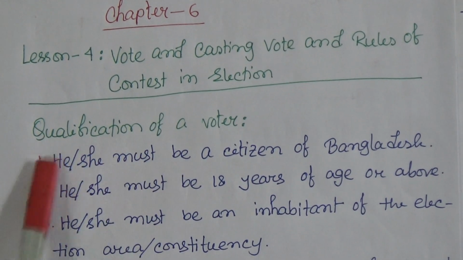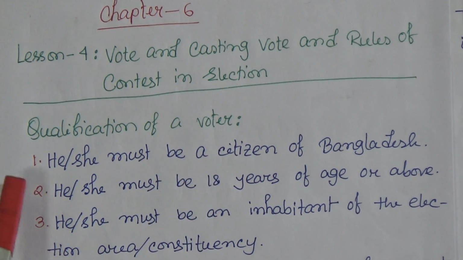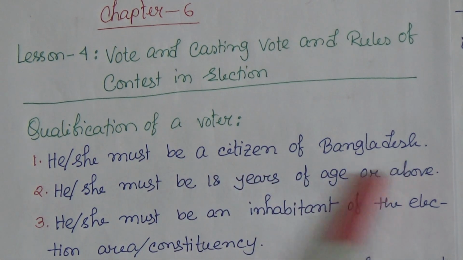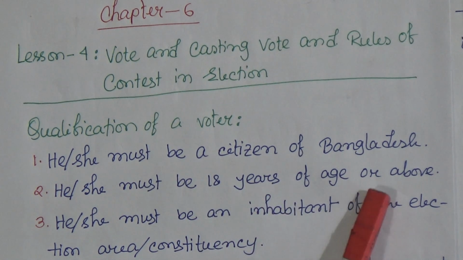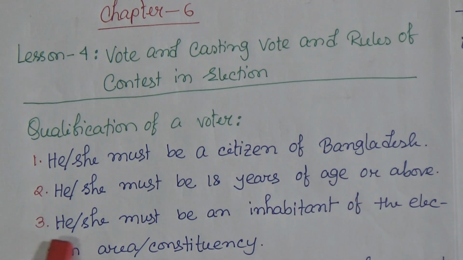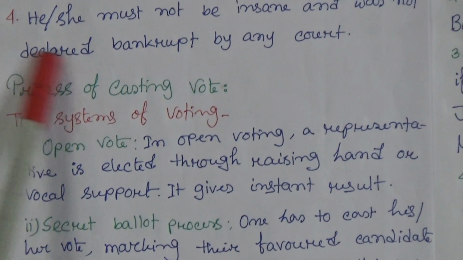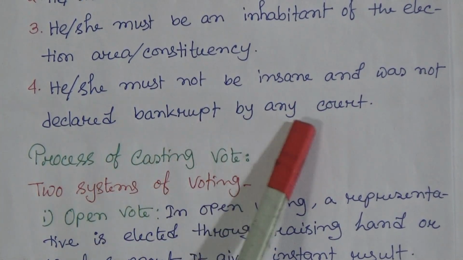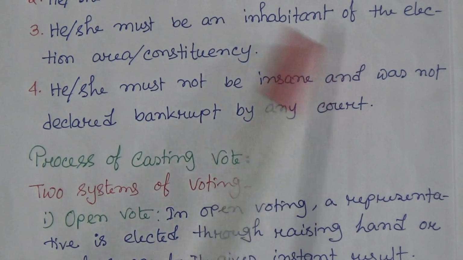At first, we will discuss the qualification of a voter. Number 1, he or she must be a citizen of Bangladesh. Number 2, he or she must be 18 years of age or above. Number 3, he or she must be an inhabitant of the election area or constituency. Number 4, he or she must not be insane and must not have been declared bankrupt by any court. So these are the qualifications of a voter.